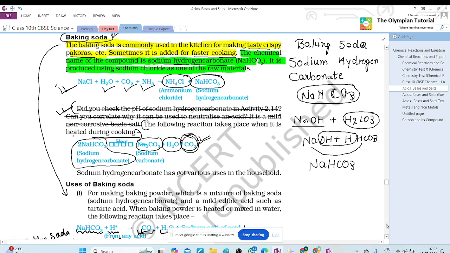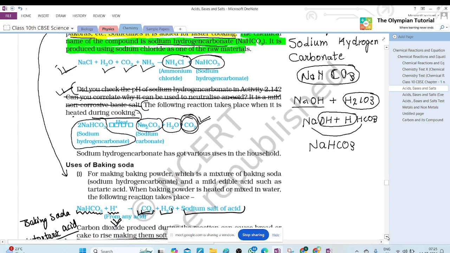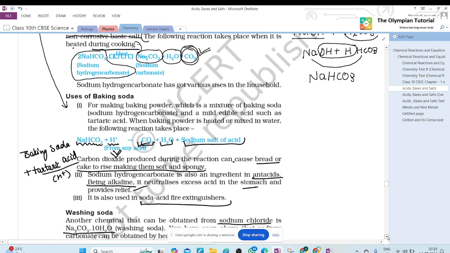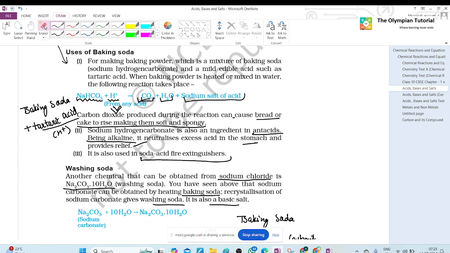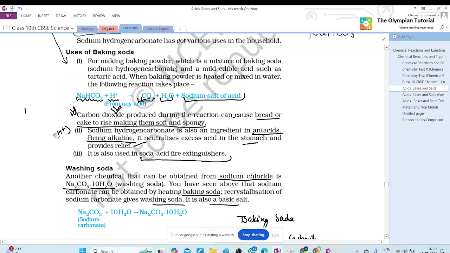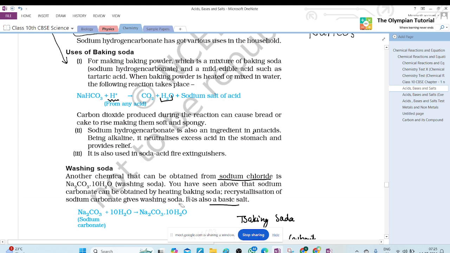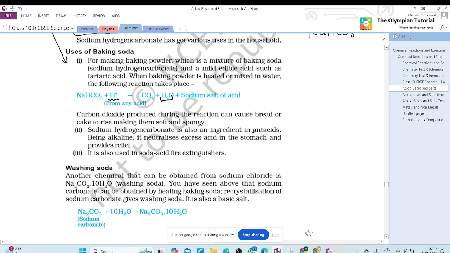So the first use we will write from the first line of this topic. Baking soda is used in the kitchen for making tasty crispy pakoras. It is added for faster cooking. Two lines from there you will write, and after that we will write from here. Students, are you getting how to prepare notes? Yes, ma'am. Because in the notes not everything is complete, but in the book all things are given.